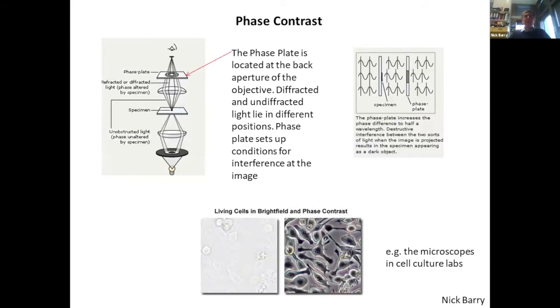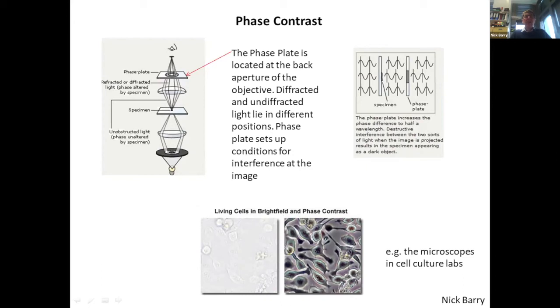So the idea with phase contrast, this is what you typically see in cell culture. If you look at this picture down here, with no phase contrast you can sort of make out the dead stuff, but in phase contrast you get much more contrasty images, and you can see how the cells are spreading much more reliably.